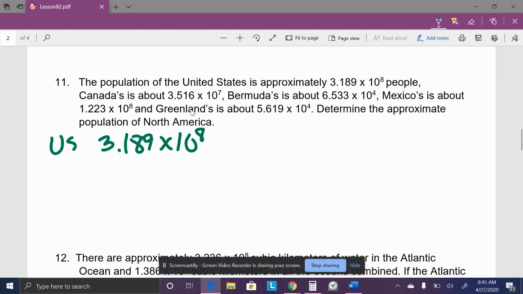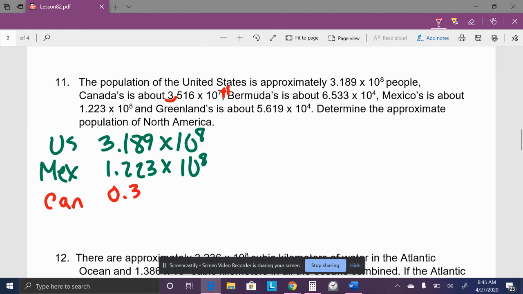What else has a power of 8? Mexico. Okay. 1.223 times 10 to the 8th. Those are okay. So I'm going to leave them over here. I'm going to fix Canada's, because I want that to be 8. So I have to add one here and move this decimal. So Canada is going to be 0.3516. Right? So I had to add one to the exponent and move the decimal.